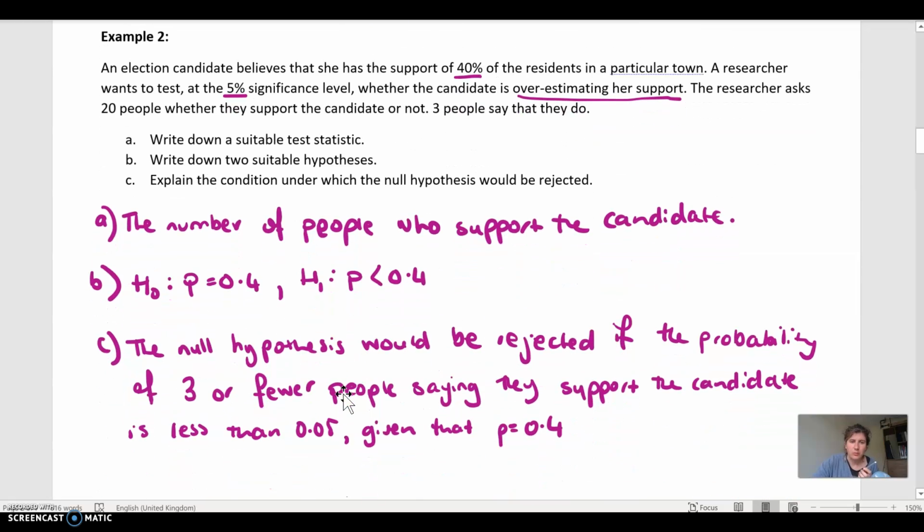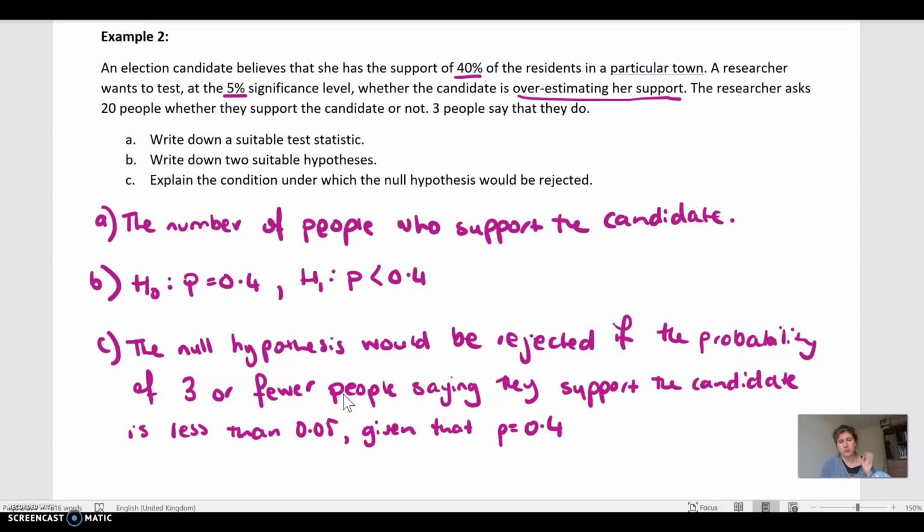For the second example here, I've written it down already just to save a bit of time, so you can go through and copy that down however you want to do it. An election candidate believes that she has the support of 40% of her residents in a particular town. The researcher wants to test at the 5% significance level whether the candidate is overestimating her support. The researcher asks 20 people whether they support the candidate or not, and 3 people say that they do support her. So we want to write down a suitable test statistic.